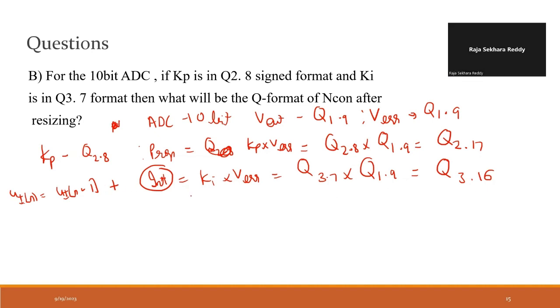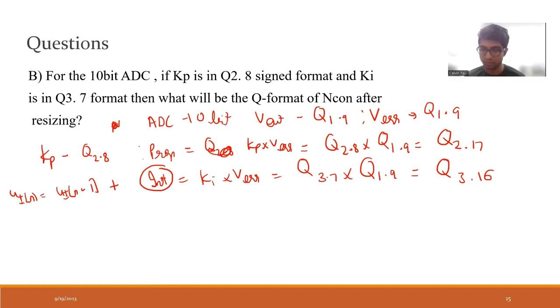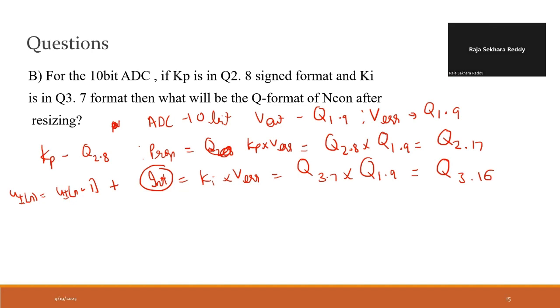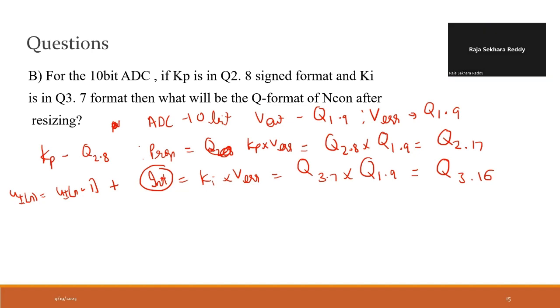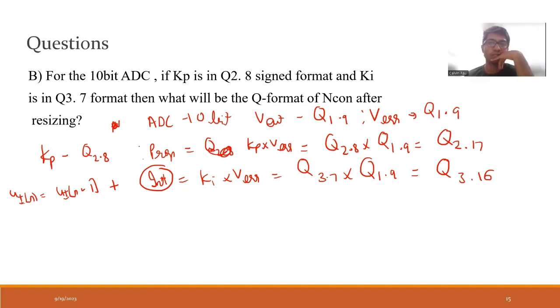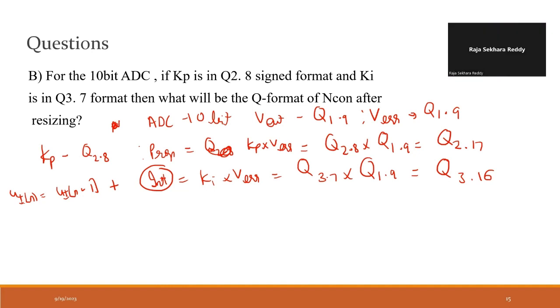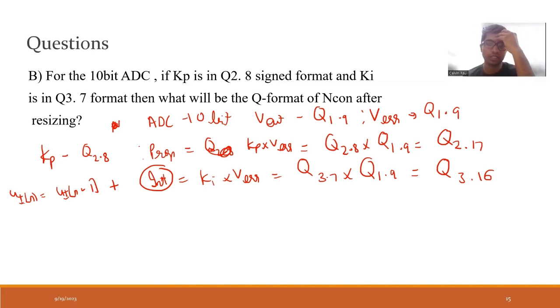Sir, here we are taking the Q format of V out to be Q1.9 since it's a 10 bit ADC. But how are we saying it is 1.9, it can be 2.8 also. Which is 2.8? The Q format of V out. Yes, the one Sir has used in his code is Q1.9. So you must also use the same one, just to keep it consistent.